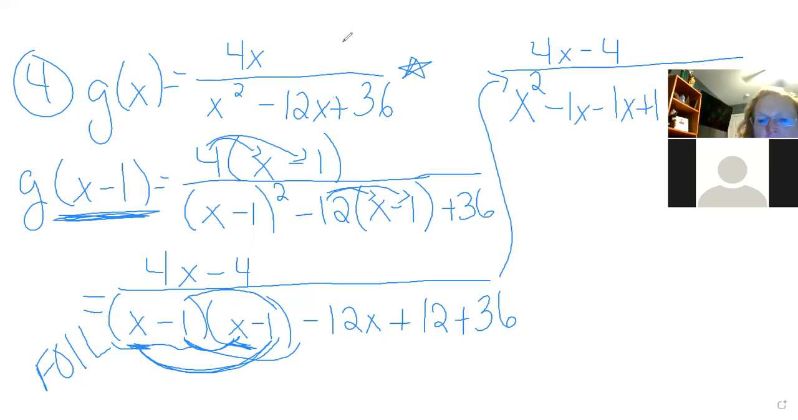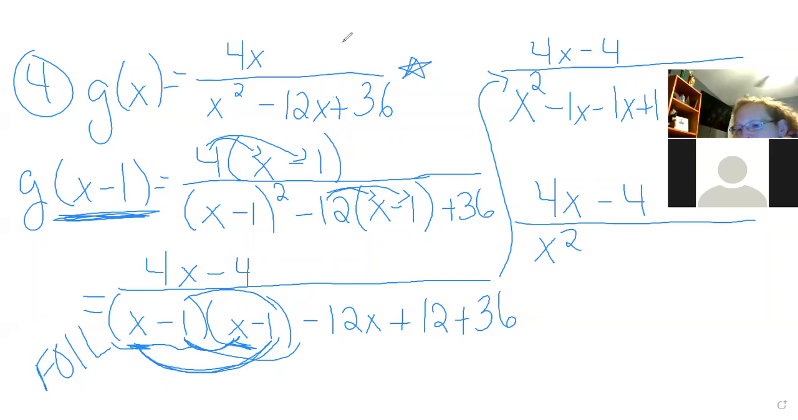Now, like I said, it's ugly. So here we go. Let's keep working on it. The top is still 4x minus 4. That's the good news. Now, the bottom, the other good news is you are almost done. So if you look at the denominator, the first thing that you see is an x squared. There is no other x squared. So you cannot do anything at all with that. You just bring it with you.